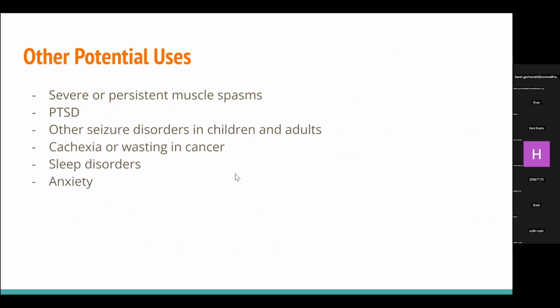Other potential uses being researched right now that, again, don't have great evidence are severe persistent muscle spasms, PTSD, and seizure disorders in children and adults. If you remember, there's the one FDA product, Epidiolex, I think is the brand name, if I pronounce it right. And that's only approved for specific childhood seizures, so there's no approval for adults or other seizure disorders in children. They're looking into cachexia or wasting in cancer, and different sleep disorders. I was reading that Marinol is sometimes even used off-label for sleep apnea, and then anxiety, and plenty of others, with the new information coming out of studying the endocannabinoid system in our bodies.